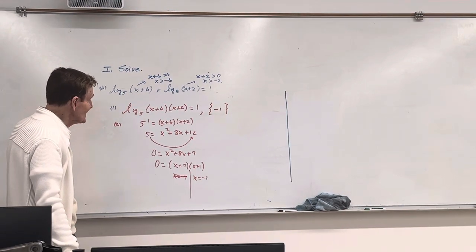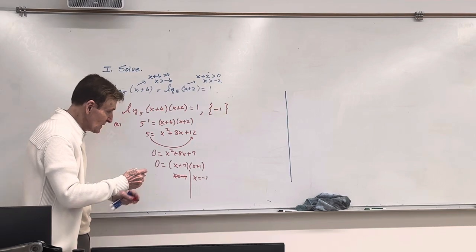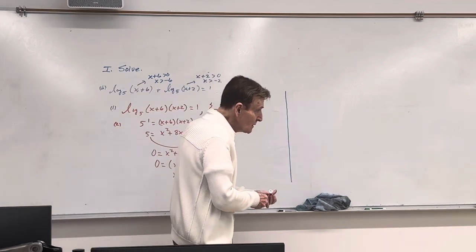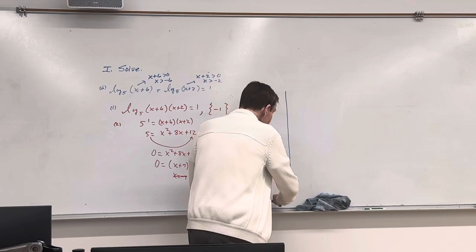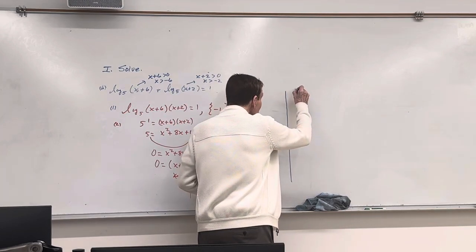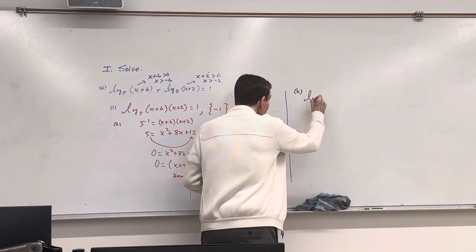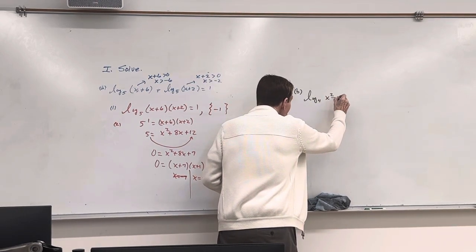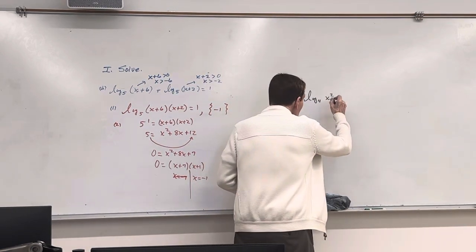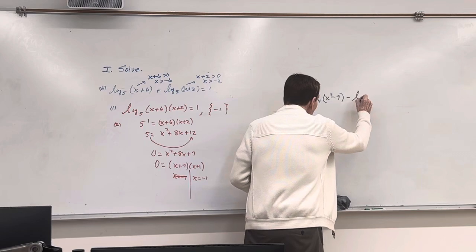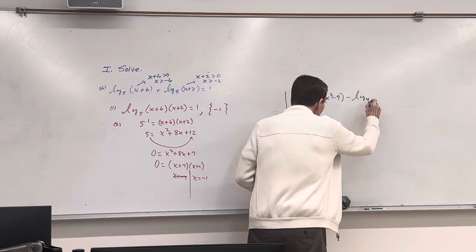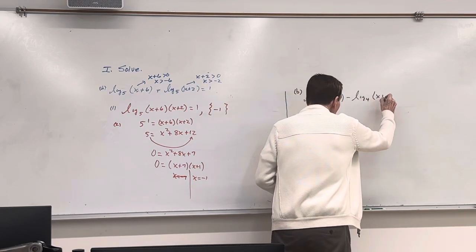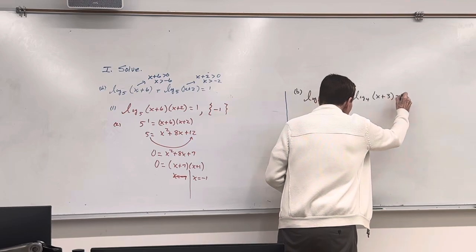Shane, tell me what the next one may look like in trying to solve. You have log base 4 of x squared minus 9, minus log base 4 of x plus 3, is equal to 3. Now this is cute.